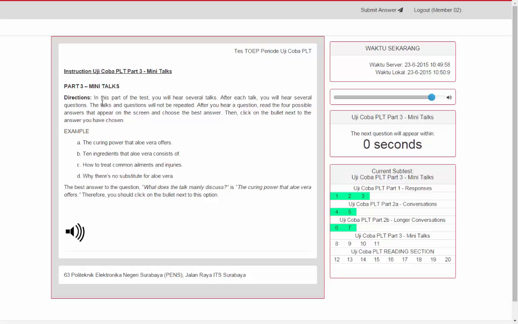Listen to a sample question. What does the talk mainly discuss? On the screen, you read, The curing power that aloe vera offers. 10 ingredients that aloe vera consists of. How to treat common ailments and injuries. Why there's no substitute for aloe vera. The best answer to the question, what does the talk mainly discuss, is the curing power that aloe vera offers. Therefore, you should click on the bullet next to this option.